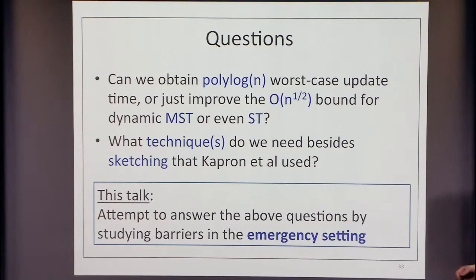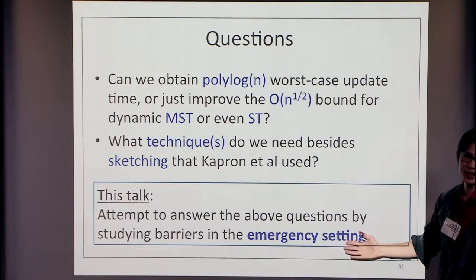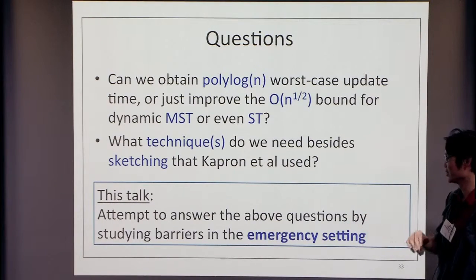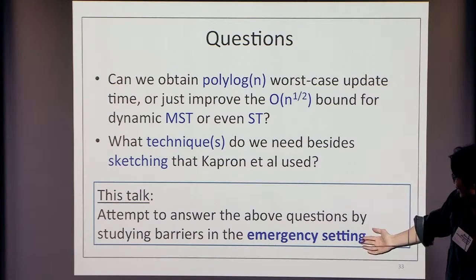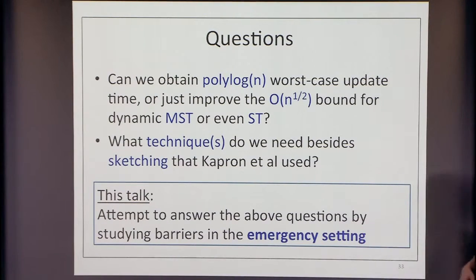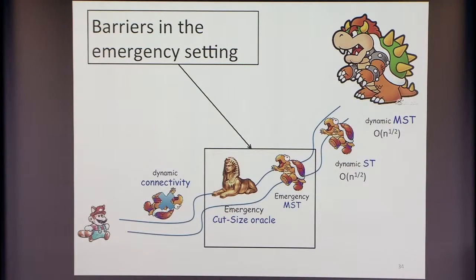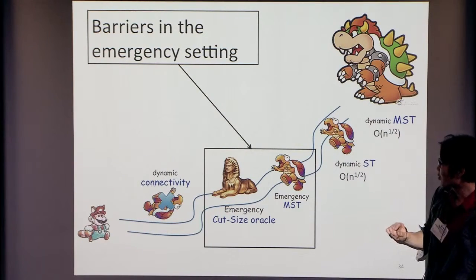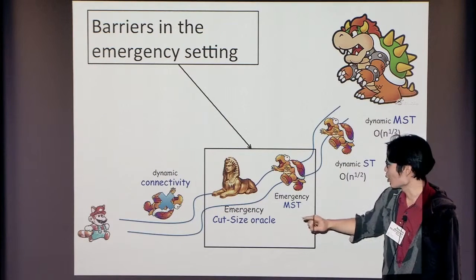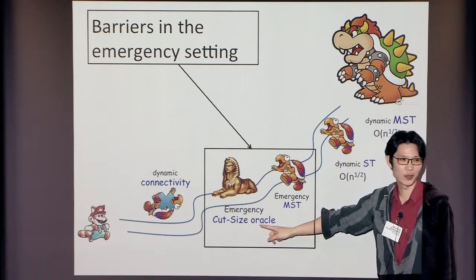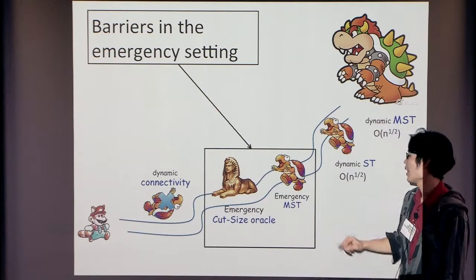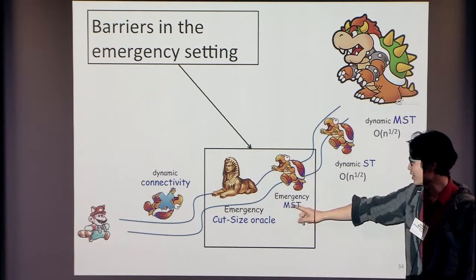And in this talk, this is the main goal of the talk. I want to try to answer these questions by studying one barrier in this area, among many barriers. It is called the barrier in the setting called emergency. We don't have a complete answer, but hopefully we have something. So in the emergency setting, we will look at basically two problems. One of them is the emergency cut-size oracle, which is the main problem that we will look at. And the other one, which is a little bit easier, is emergency MST.